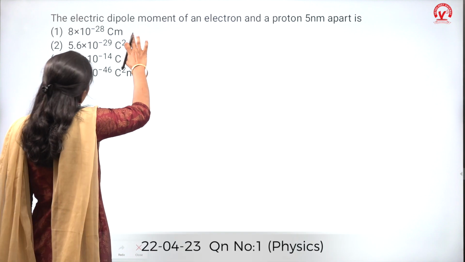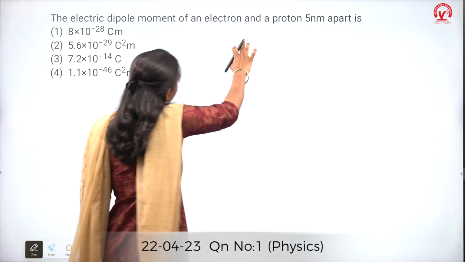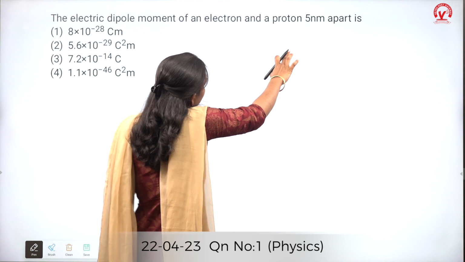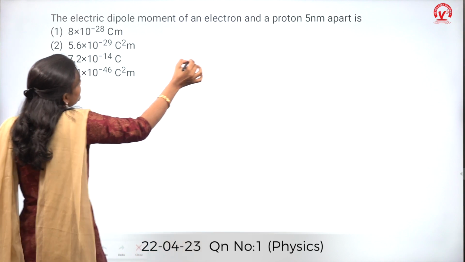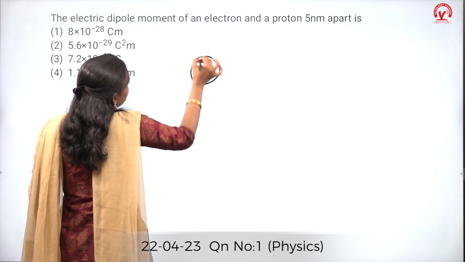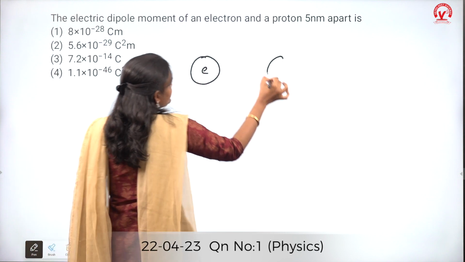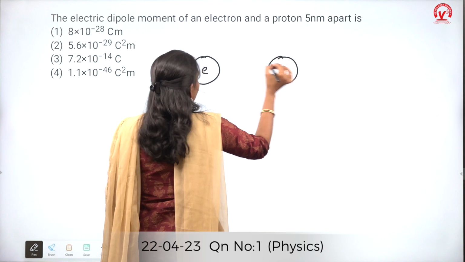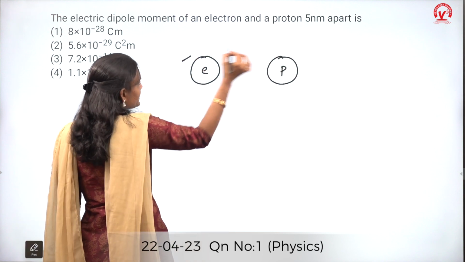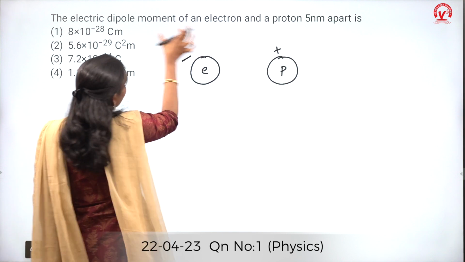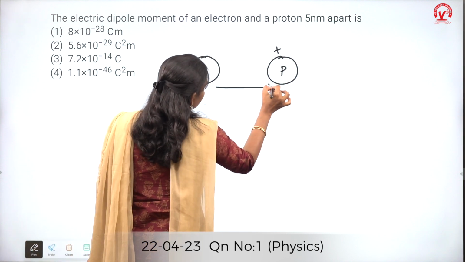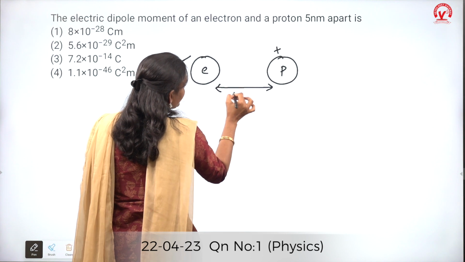The electric dipole moment of an electron and a proton that are 5 nanometers apart. Here they are given this electron and this one is proton. The electron has negative charge and the proton has positive charge, and they are separated by some distance, 5 nanometers.